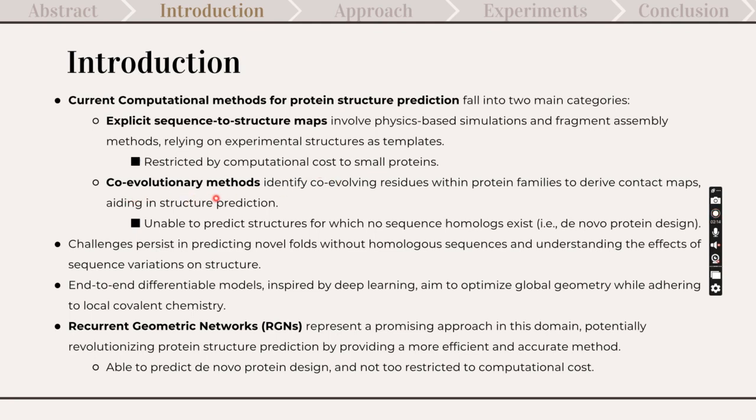Another category is coevolutionary methods. They identify co-evolving residues within protein families to derive contact maps, aiding in structure prediction. However, these kinds of methods are unable to predict structures for which no sequence homologs exist. In other words, novel protein design may not be feasible for these methods. So that's why they proposed the recurrent geometric networks, aka RGNs. These two issues are what they wanted to solve.